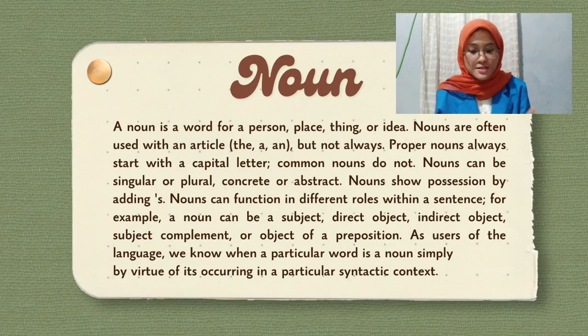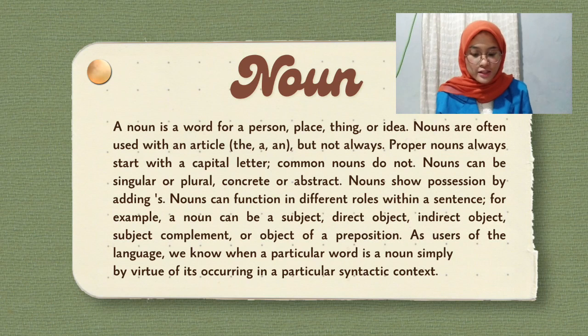Okay, the first is noun. A noun is a word for a person, place, thing, or idea. Nouns are often used with an article, the, a, an, but not always. Proper nouns always start with a capital letter. Common nouns do not. Nouns can be singular or plural, concrete or abstract. Nouns show possession by adding s.